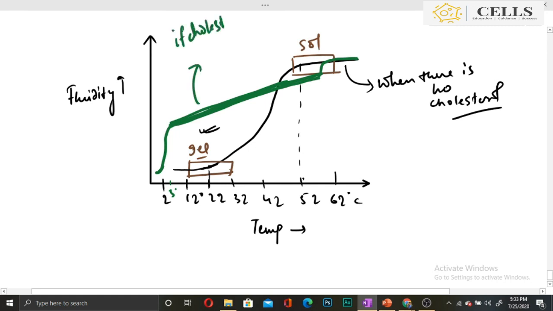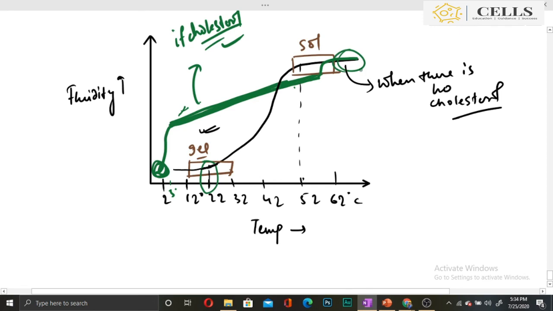Why? Because you can see that if cholesterol is there, here at 22 you are having gel form, at 52 you are having sol form, but here even at 12 you are not having a complete gel form, even at 10 you are not having a complete gel form, at 2 you are having gel form. Similarly, you are not having a complete sol form at 52, even 62. After that, above 62, you are getting a sol form.